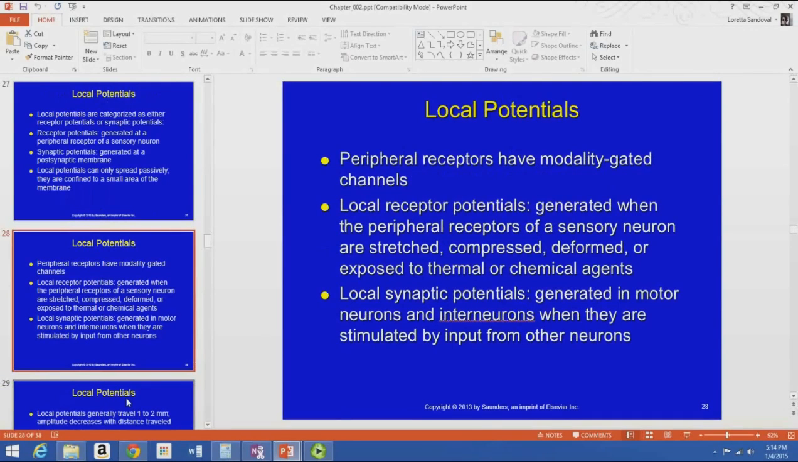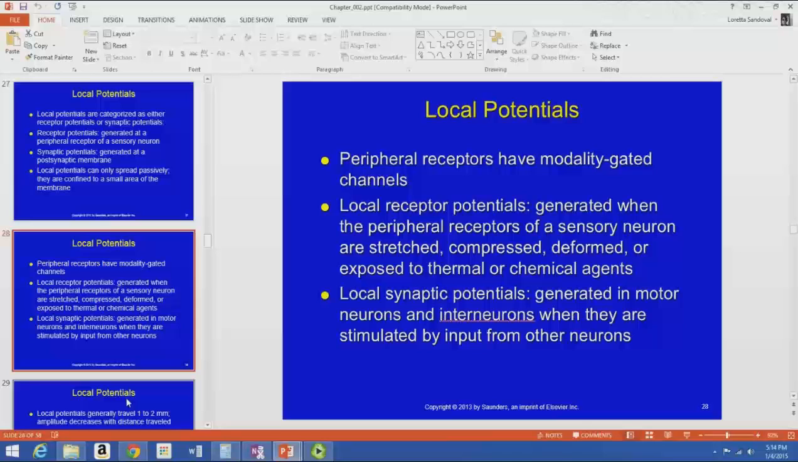Okay? So the peripheral receptors, the ends of our sensory receptors, this is how we communicate with the outside world, they all have modality-gated channels. So when those peripheral receptors are stretched, compressed, deformed, or exposed to thermal or chemical agents, you generate those receptor potentials. Synaptic potentials are generated in motor neurons and interneurons when they are stimulated by input from other neurons. So sensory neurons get the information from the outside. Motor neurons and interneurons get the information from other neurons.